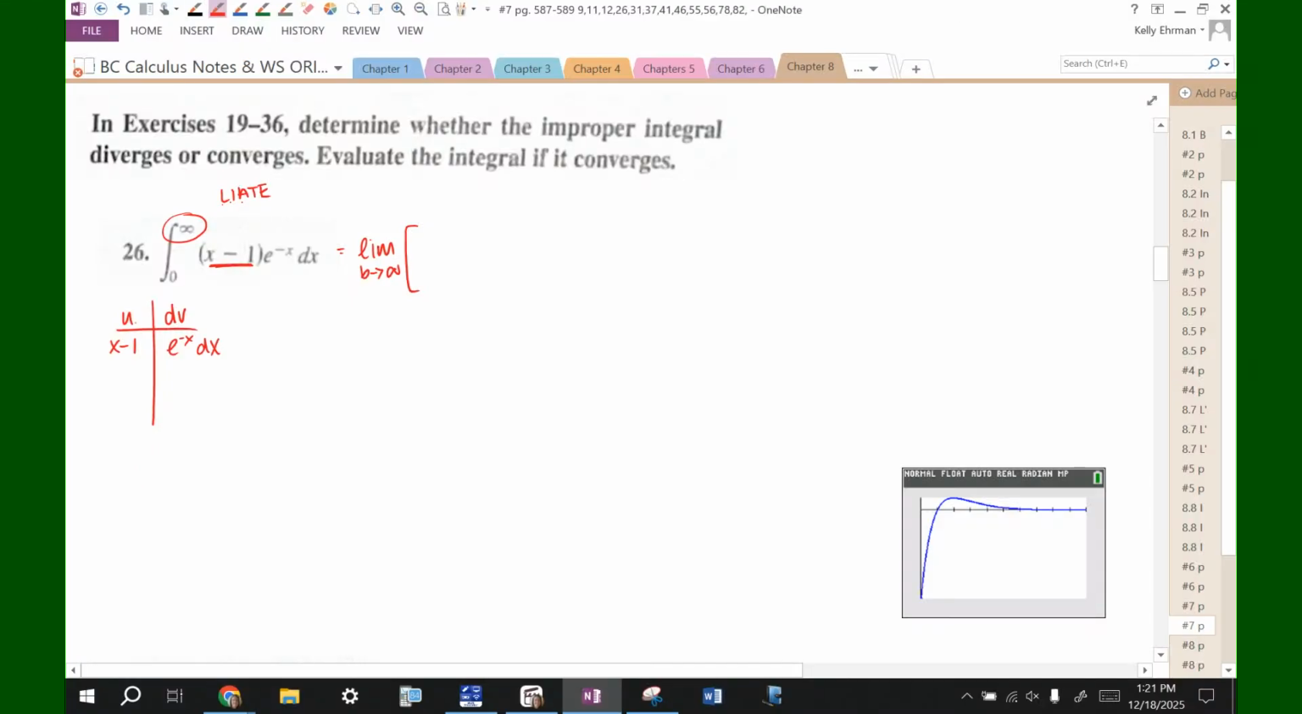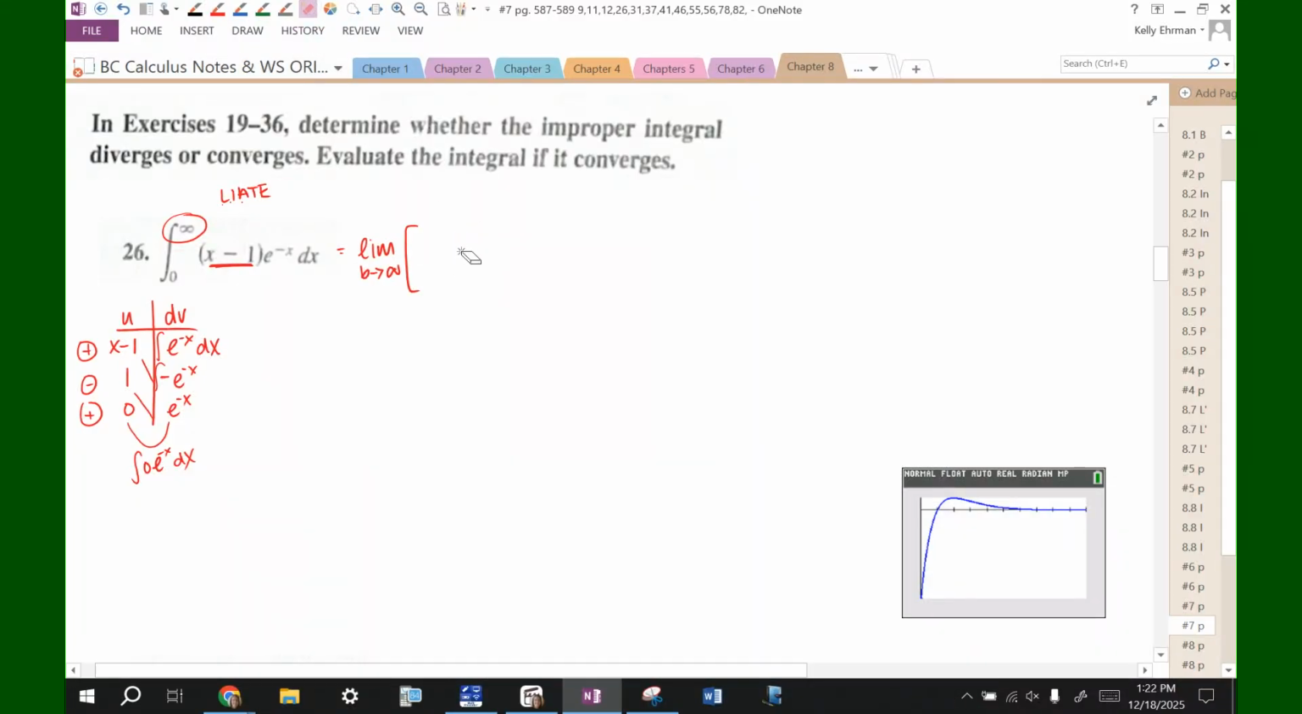Tabular method is nice. It's shorthand for the integration by parts formula. What you do is take derivatives on the algebraic piece until you get to 0. So the derivative of x minus 1 is 1. The derivative of 1 is 0. Integrate e to the negative x, you would get negative e to the negative x. Integrate that, you would get positive e to the negative x. Plus, minus, plus. Connect diagonals, loop the bottom. The bottom represents the integral of 0 times e to the negative x dx, which is 0. So the antiderivative here is negative e to the negative x.